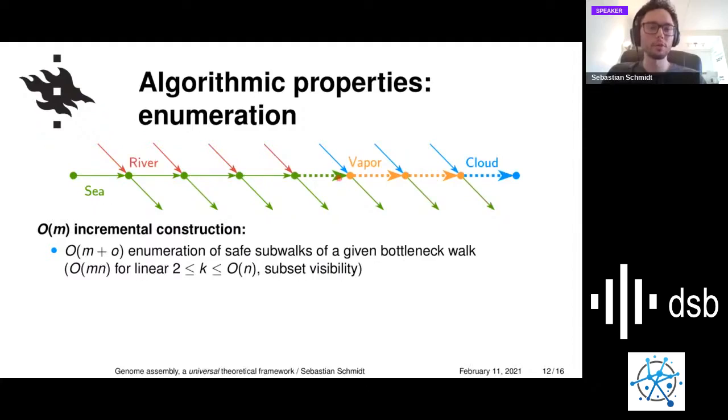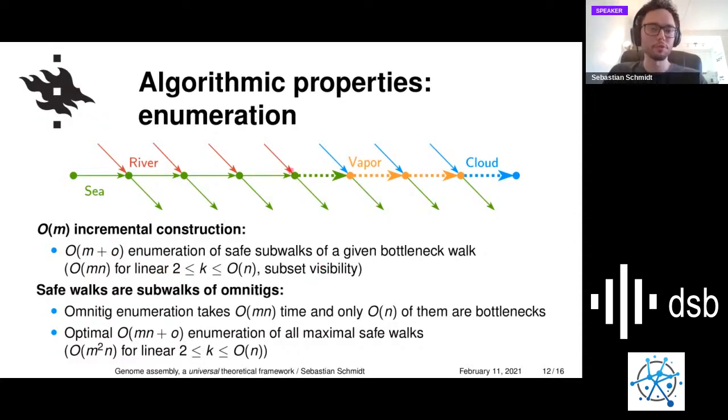And this allows us to amortize the costs of the hydrostructure computations for the different subwalks into just order of M, so into just one hydrostructure computation. And then we can use this to enumerate the safe subwalks for a single given bottleneck walk in order of M plus size of the output time. And here again, we have an exception for some linear models and for subset visibility.